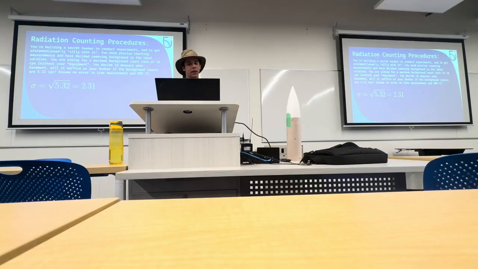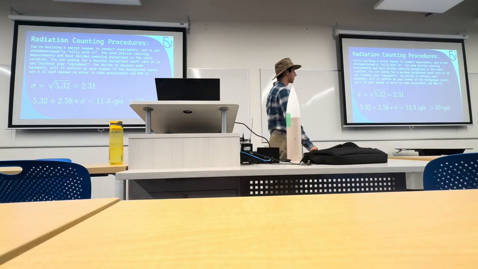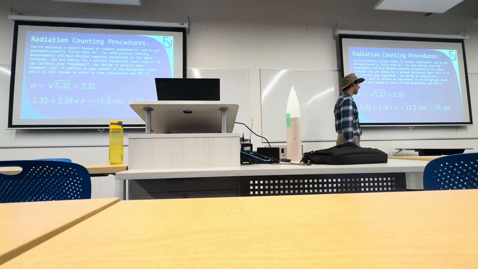No error in time measurement and 99% confidence because, again, we're getting silly with it, but that doesn't mean we're going to be unprofessional. 2.31 is our sigma. 5.32 plus 2.58 sigma is 11.3, which is greater than 10.